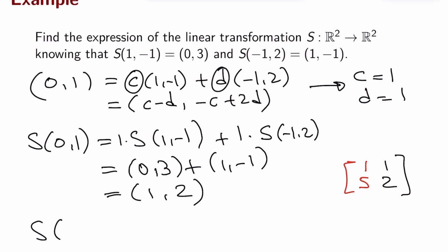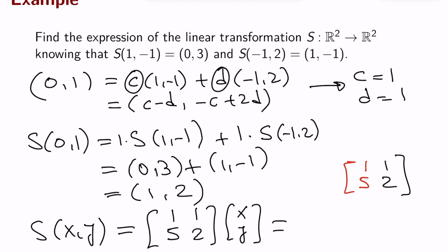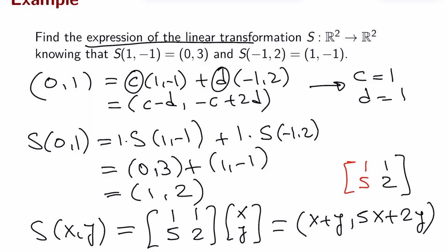So the expression for any (x, y) is going to be equal to the matrix that we just calculated times (x, y). And now doing the operations with matrices, that will give me the vector (x plus y, 5x plus 2y). And this is then the expression of the linear transformation when it is given not in the unit vectors but in any other base.